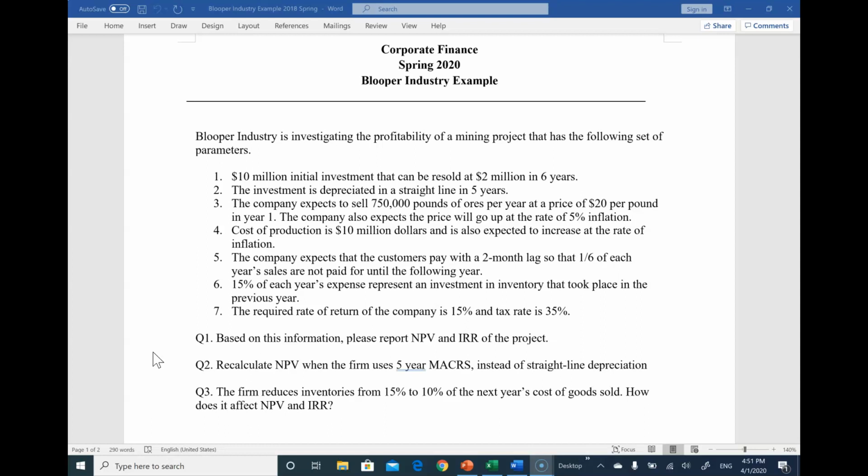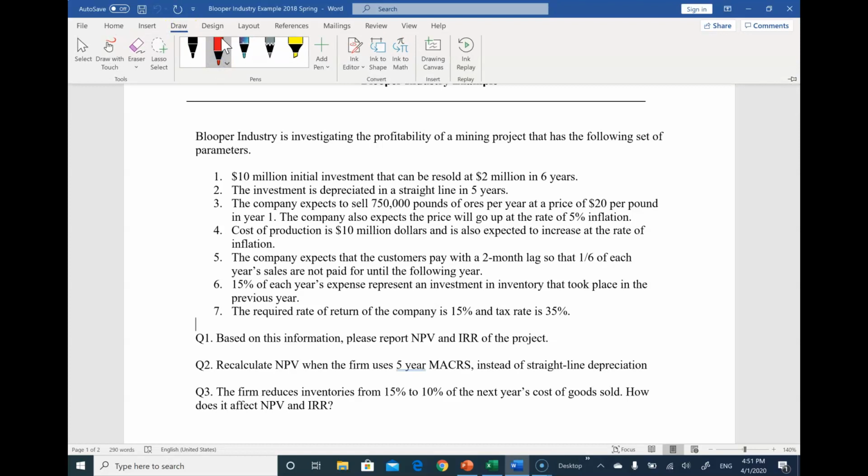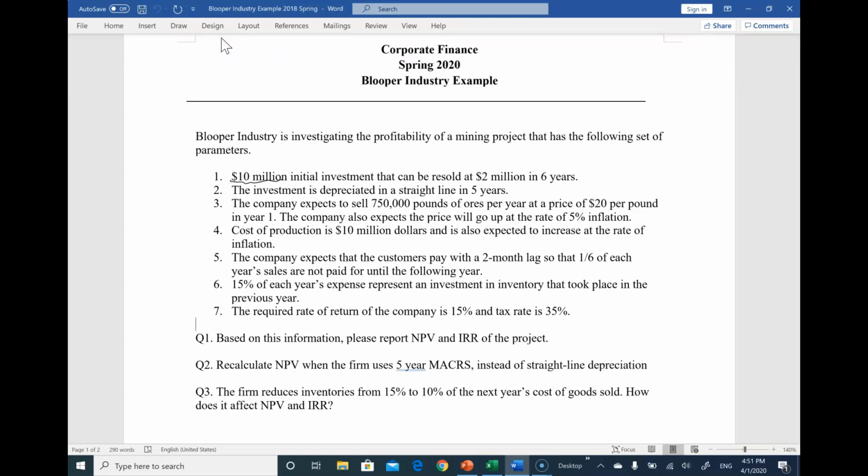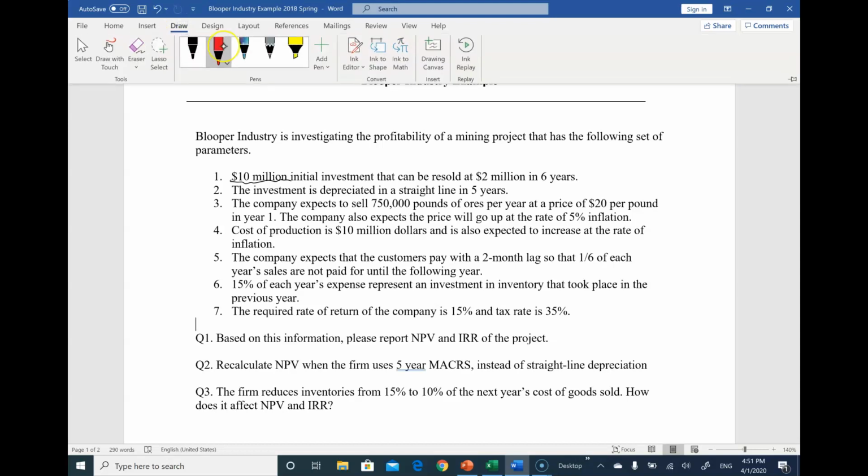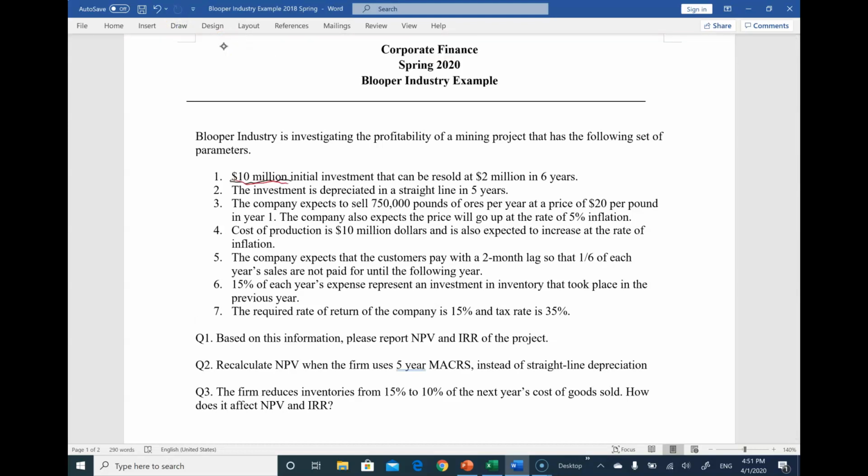Initially it costs $10 million for the initial investment, and that $10 million investment can be resold at $2 million in year 6. The investment is depreciated in a straight line in 5 years. So this is basically a 5-year, $10 million project. And in year 6, the company will sell the remaining asset and get $2 million for it.